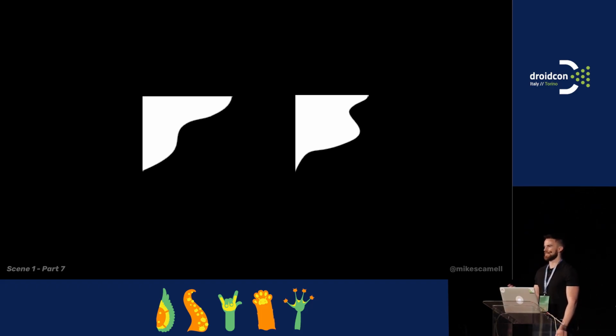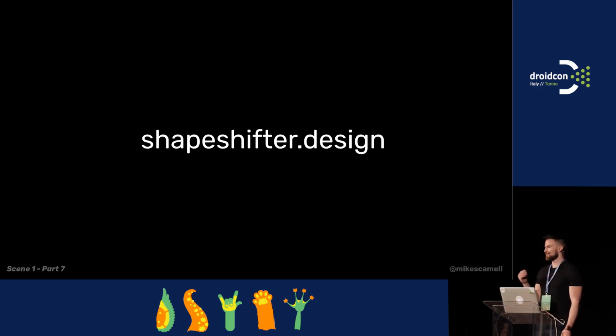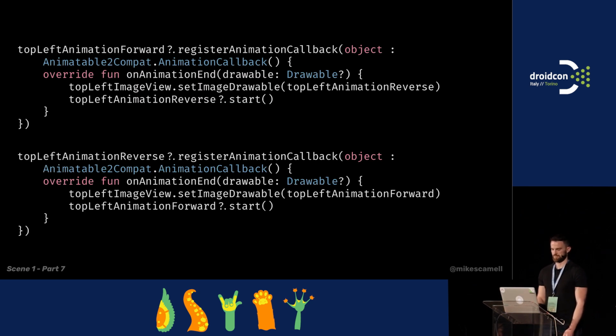So firstly, I created the start and end SVGs. Then we import them into the shapeshifter.design website to make our animated vector drawable. I'm not going to go into great detail. All you need to know is I used path animations utilizing the start and end of the paths of the images I created. If you have any questions on this, come see me after or just ping me on Twitter. We then export the animated vector drawable and import them into our project, set them on our image views, and use the onAnimationEnd callbacks to start the appropriate animated vector drawable.